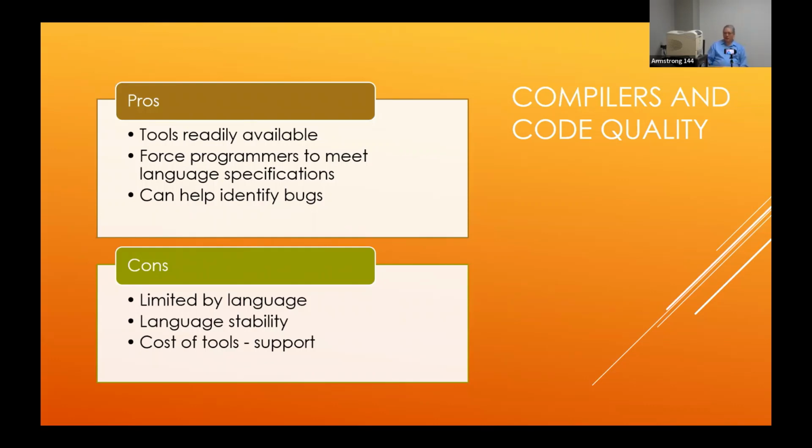So talk a little bit about the advantages of compilers. Obviously, the tools are all readily available to you. And what they do is they essentially force the programmer to meet language specifications. Now, the specifications for something like Rust, where memory management is significant, those restrictions or the syntax that you're allowed to use and the semantics associated with it are much stricter than something like C, for example, where it's an open ballgame.